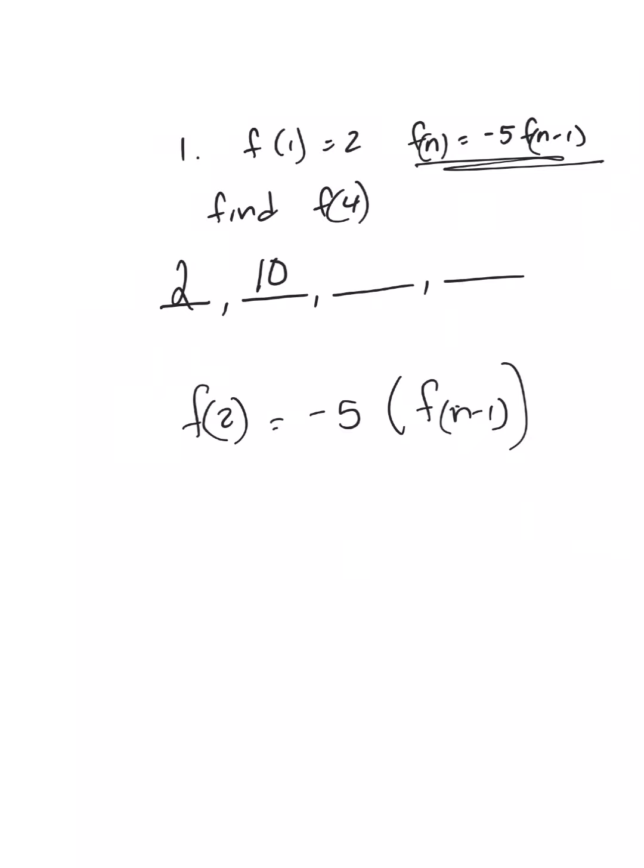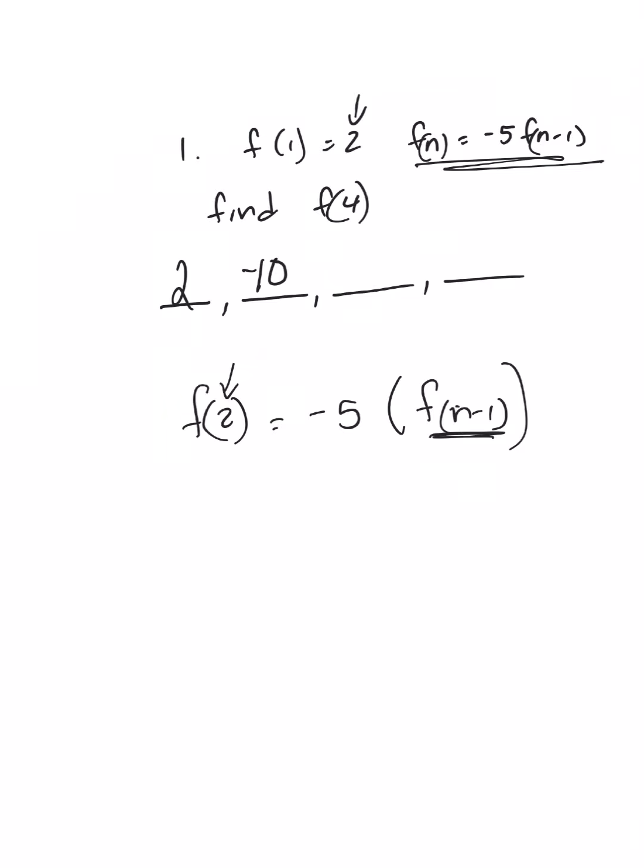Do you see it? I mean -10. This guy here is the guy before f of 2, so that means it's f of 1. And f of 1, they said, is 2. So it's going to be -5 times 2.